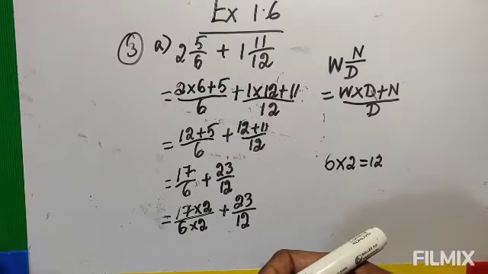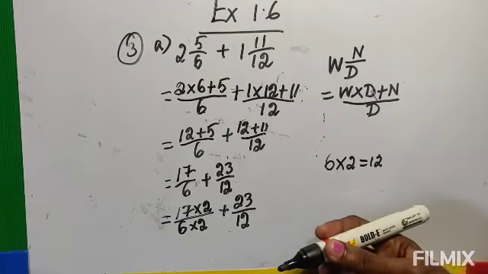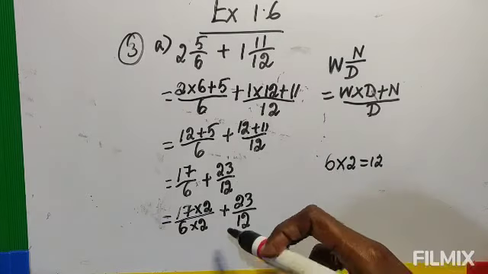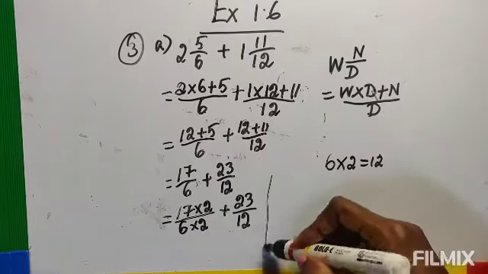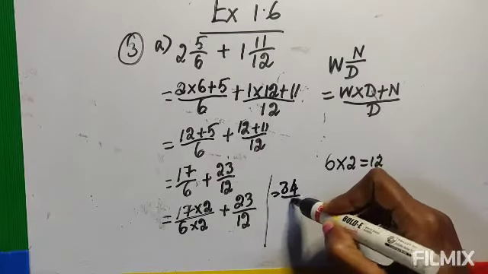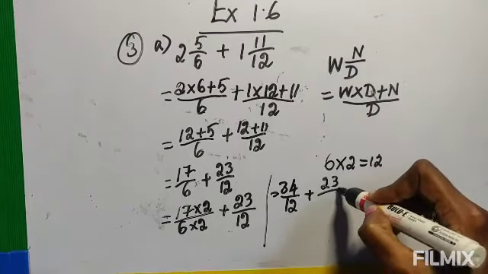So there you have to do the calculation. Here it will look easier, but in the end you will have to do the reduction of the fraction. There you have to do a little hard work. Okay, now let's do it. 17 into 2 is 34. So 34 by 12, plus 23 by 12.